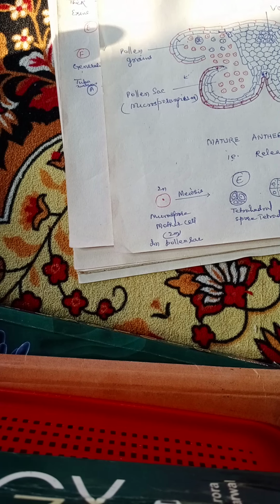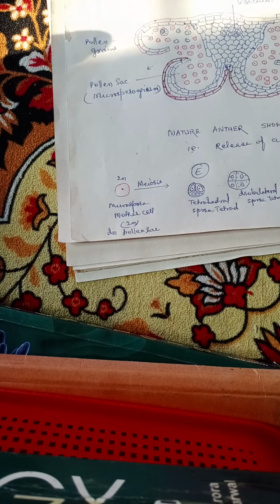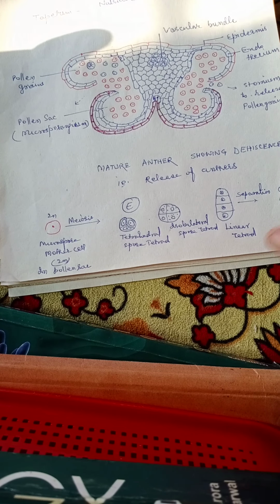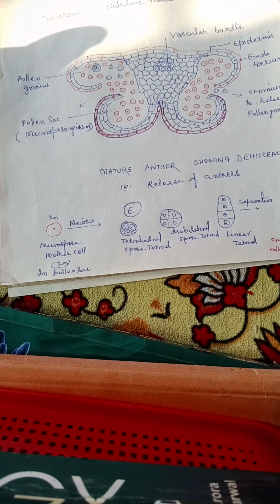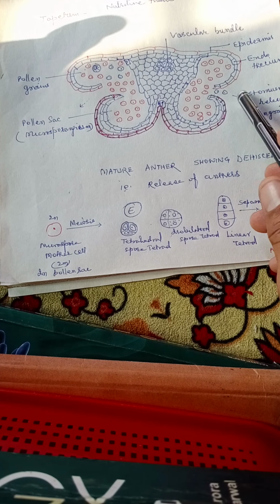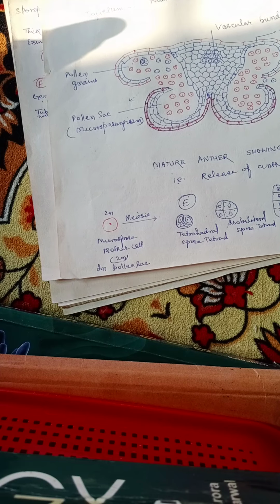Now, once the linear tetrads are formed inside this pollen sac or microsporangium, on maturation each one is released or separated from the tetrad, and finally they move out or come out through this stomium into the air.